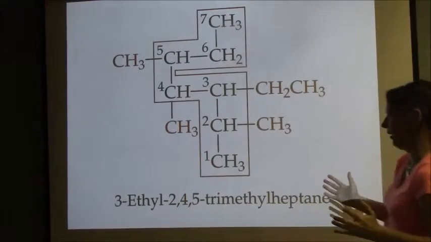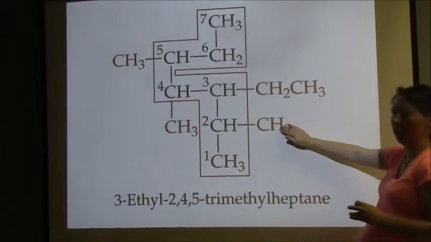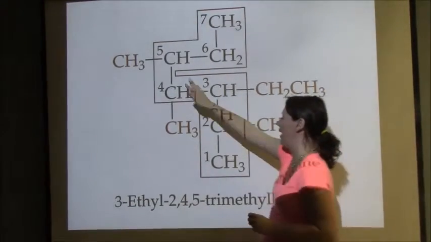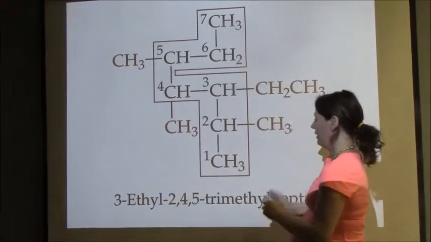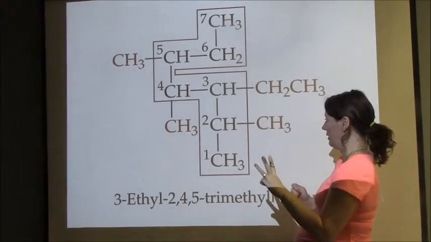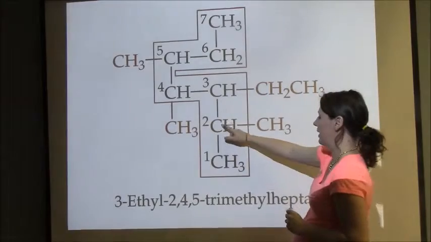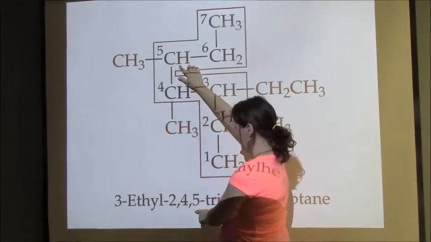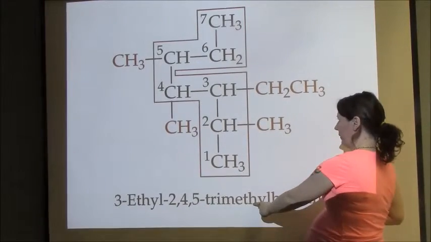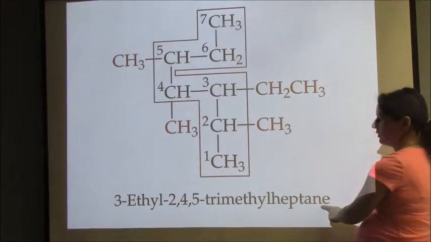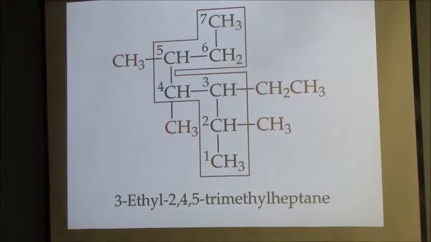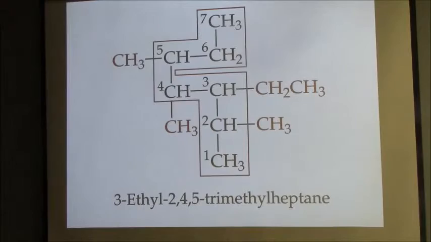So how do we write this out? Well, ethyl comes before methyl, right? So E, M, M, M. So 3-ethyl. Now we've got 3 methyl groups that we need to list in our name. So we'd say 2, 4, 5, trimethyl, and again this is a 7-carbon chain, so you'd say heptane. Always put them in alphabetical order and always state the number that the substituent is located on.